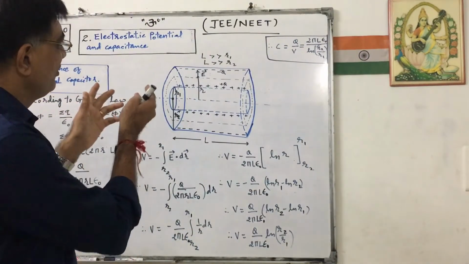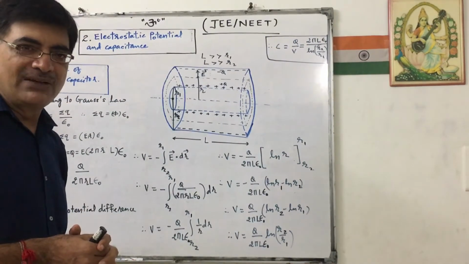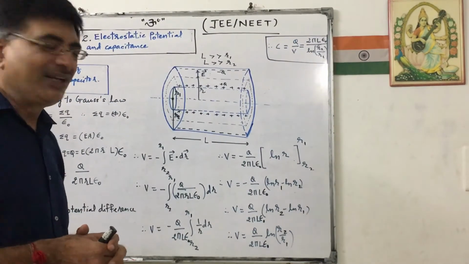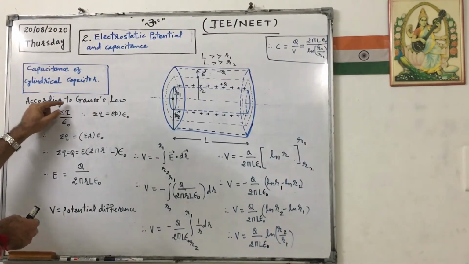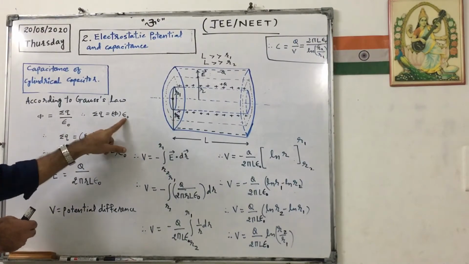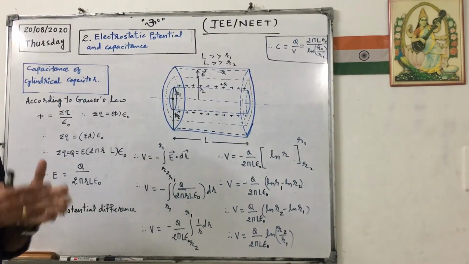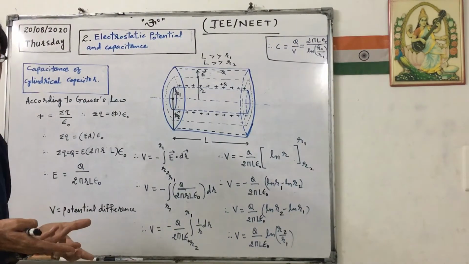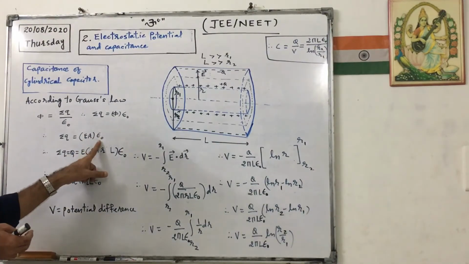Okay, this is forming a capacitor, and we have to obtain the formula for capacitance. According to Gauss's law, we know that flux equals sigma q upon epsilon naught, where sigma q equals flux into epsilon naught. We know that flux equals EA, actually EA cos theta, but here theta is 0, so EA cos 0, so that is EA into epsilon naught.